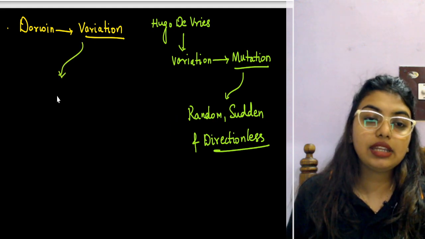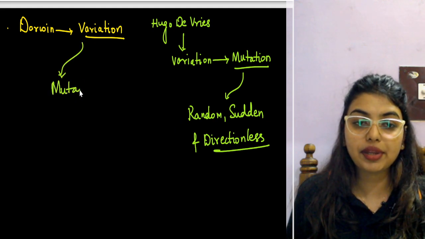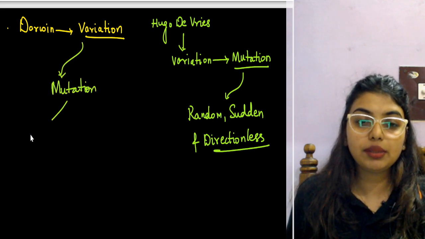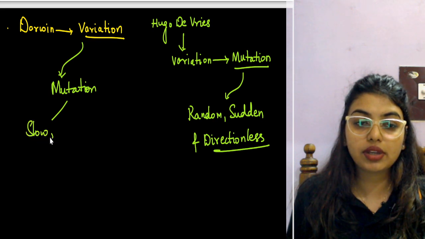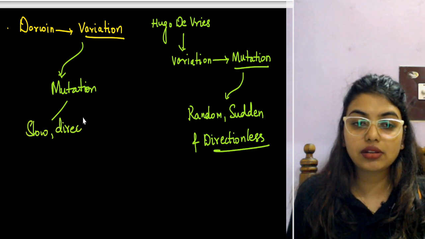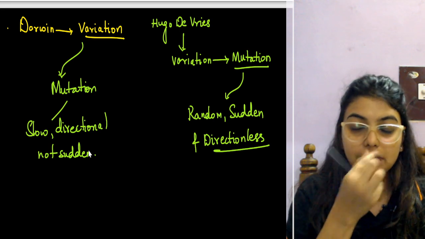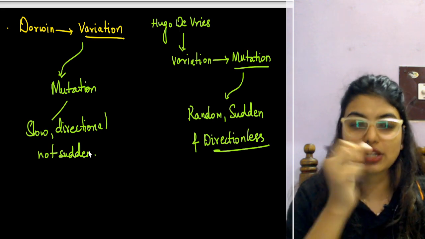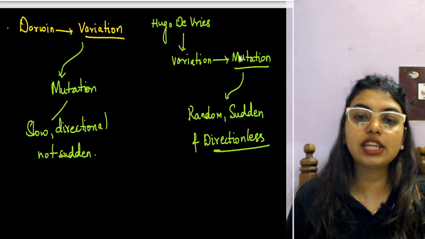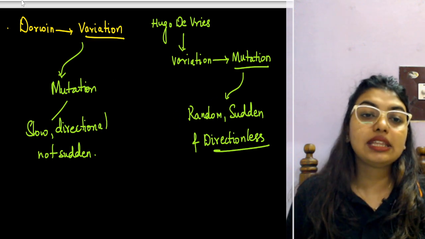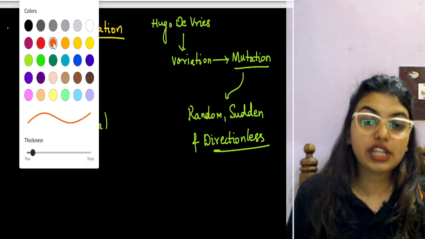Now, Darwin, when he learned that mutation could happen, told that variation is slow, directional and not sudden. It was not random, not sudden. This was Darwin's view, but Hugo de Vries told that this is what happened. Then he told something called saltation.